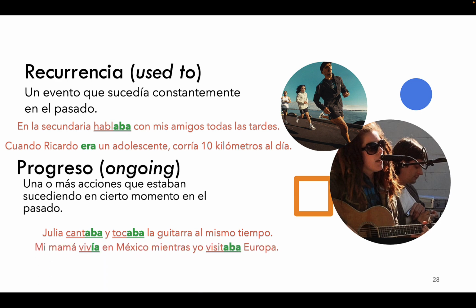Mi mamá vivía en México mientras yo visitaba Europa. My mom was living in Mexico while I was visiting Europe. Okay, so again, this very much matches the use that we are describing here. Both actions are in the past, they have been completed. However, I am referring to them at the moment that they were developing. And this is very much true. Once, the very first time that I visited Europe, while I was doing that, my mom was living in Mexico. So I would say, mi mamá vivía en México mientras yo visitaba Europa.